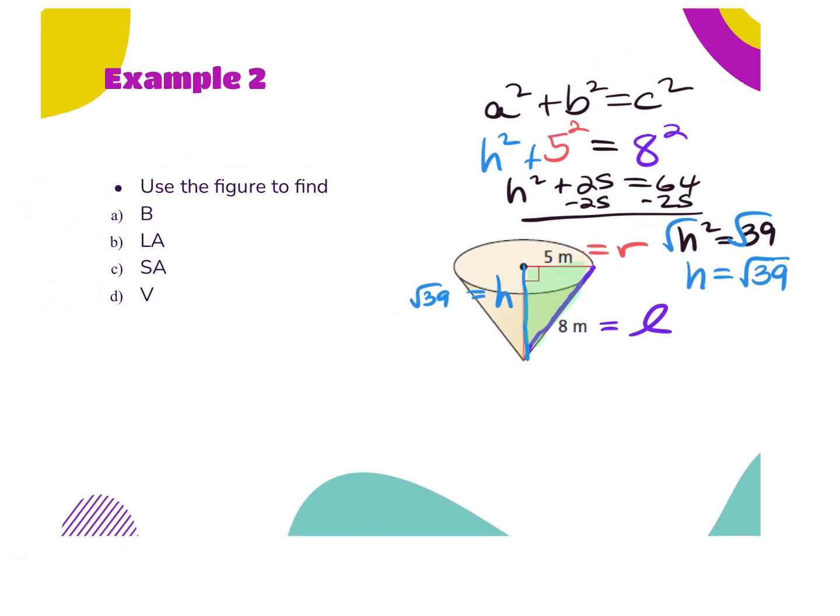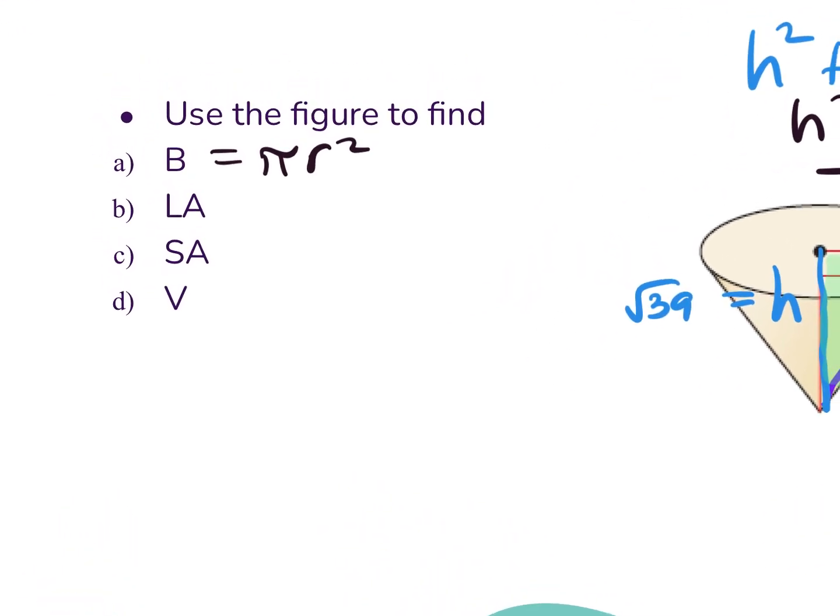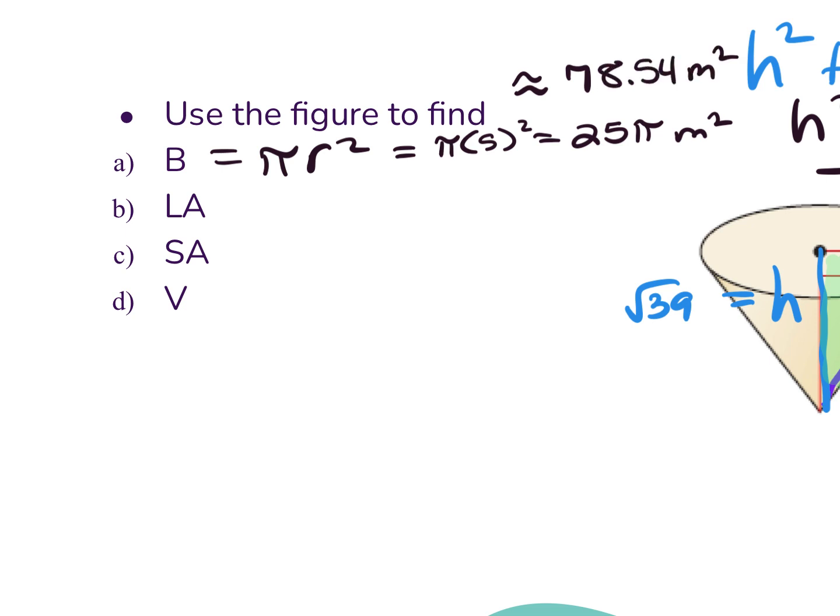So remember, your base shape is a circle. So we're going to do pi r squared here. And remember, your radius is 5. So we're going to do pi times 5 squared, which gives me 25 pi. And these were meters, so this will be meters squared. This would be left in terms of pi. But if it says to round to the hundreds place, this would be 78.54 meters squared.